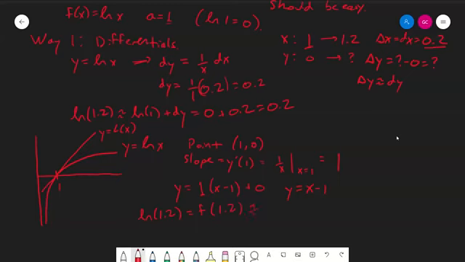And since 1.2 is pretty close to 1, the height of that point on the curve ln of x should be pretty close to the height on this linearization that we've found. So L of 1.2. Again, L of x is what I'm calling this tangent line. So L of x is just the function x minus 1. And so again, we get that natural log of 1.2 is approximately equal to 0.2.